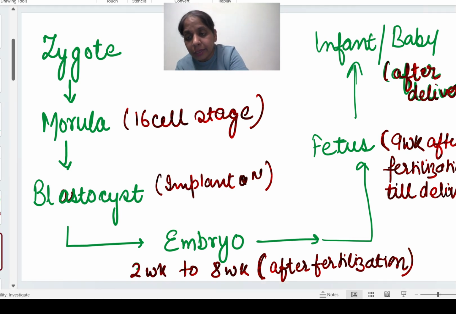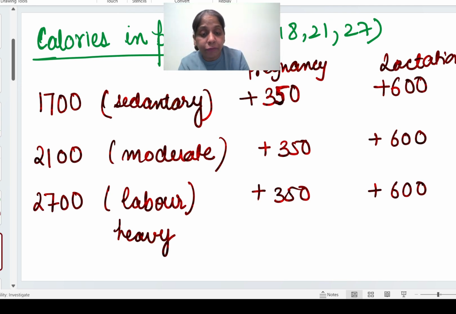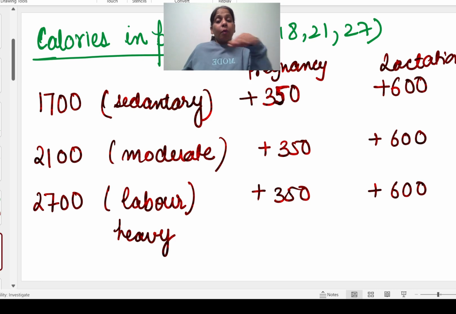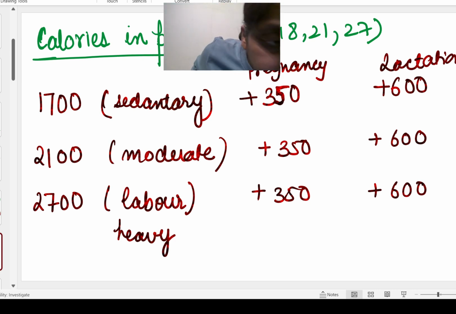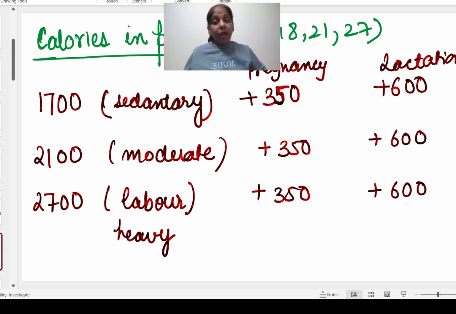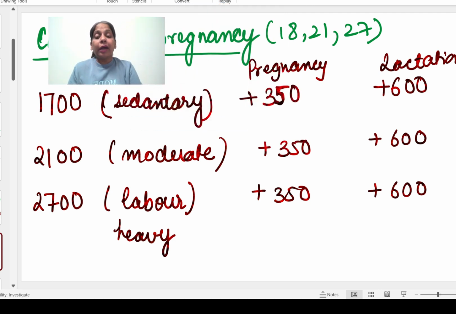Okay, next is calories in pregnancy. Now this all data is about what the ICMR says. Okay, in Williams the data is a bit different. I will also tell you about Williams, but you have to first see this data, and you have to mark your options as per the 4 options. Okay, I will tell you.